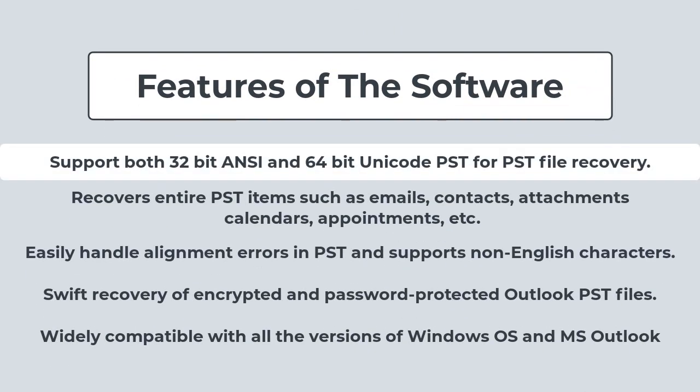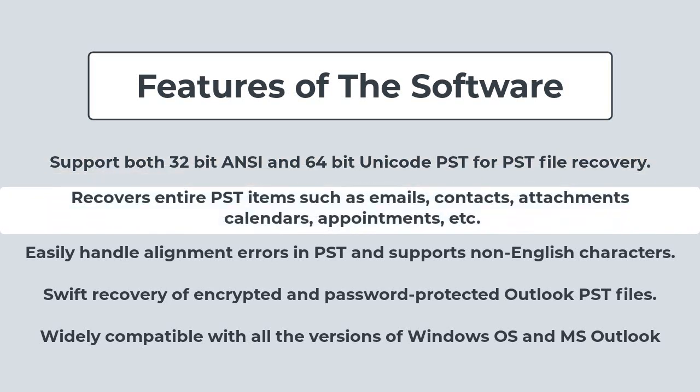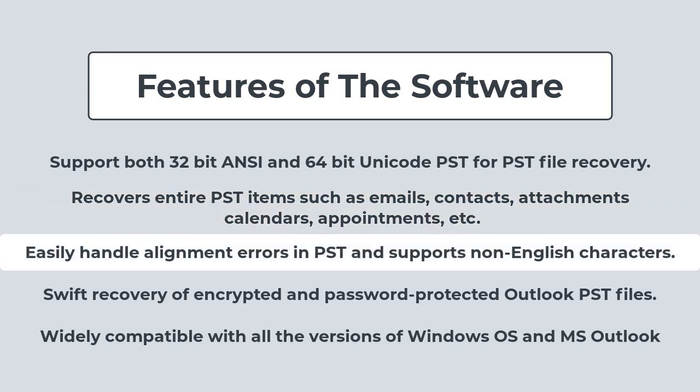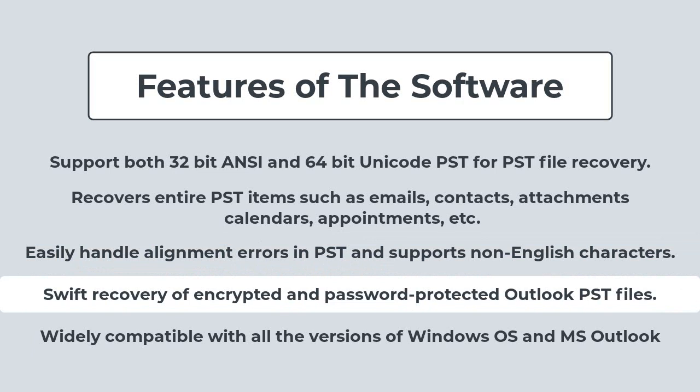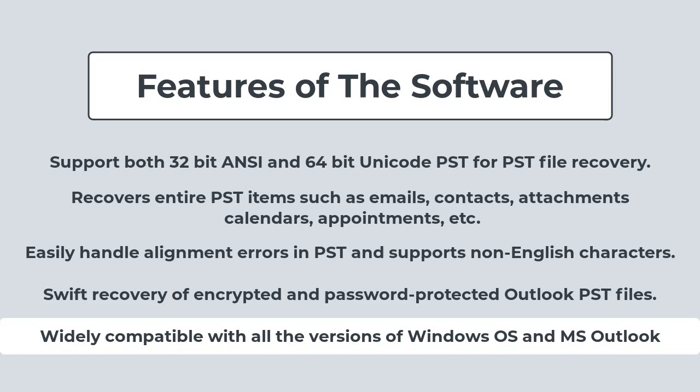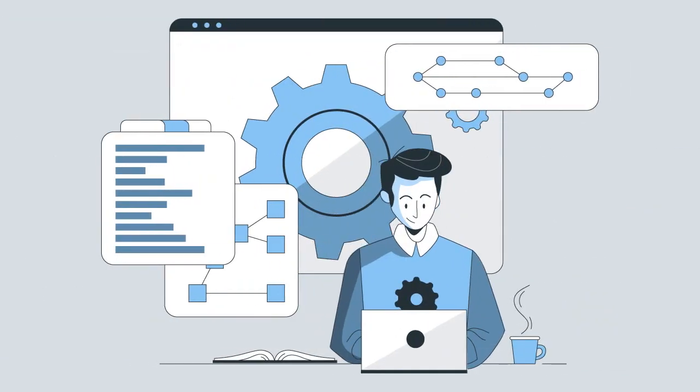Supports both 32-bit ANSI and 64-bit Unicode PST for PST file recovery. Recovers entire PST items such as emails, contacts, attachments, calendars, appointments, etc. Easily handles alignment errors in PST and supports non-English characters. Swift recovery of encrypted and password-protected Outlook PST files. Widely compatible with all versions of Windows OS and MS Outlook. Apart from these features, the PST recovery software has a user-friendly GUI for non-technical persons. Now let's install and run the PST repair and recovery software.